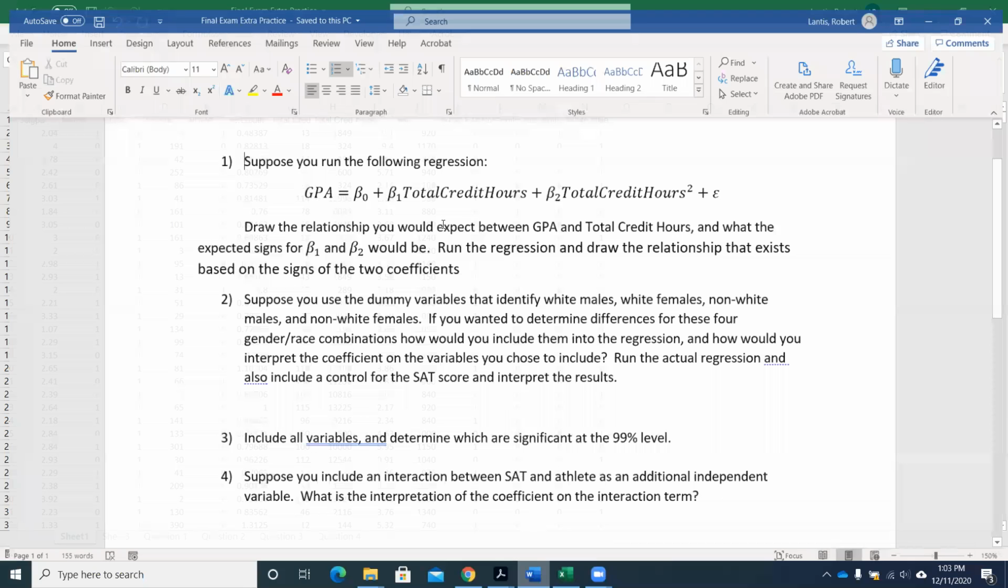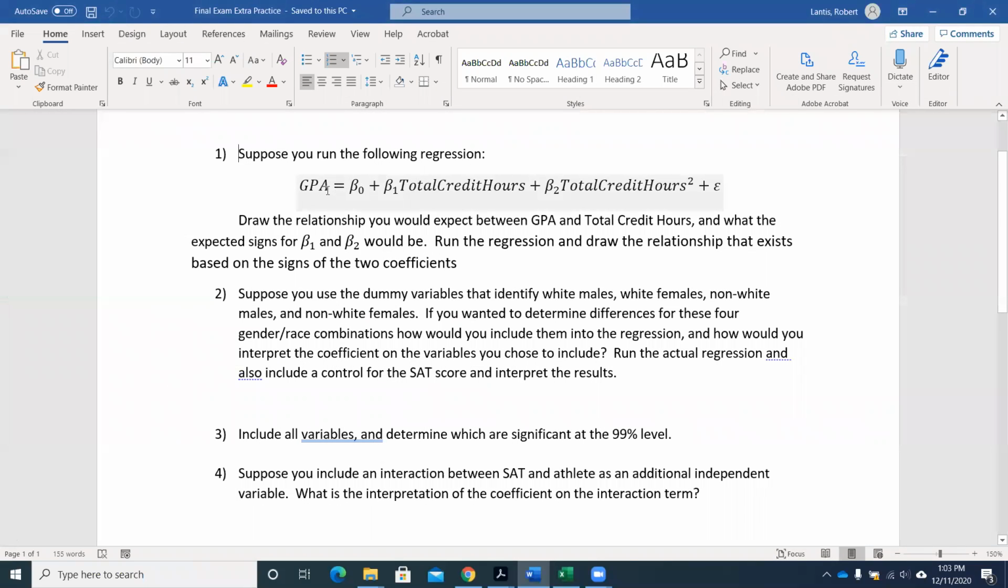So suppose we want to run the following regression where we look at the relationship between GPA and total credit hours. We believe that the relationship isn't linear, and that there's actually some curvature to it. So we include a squared term as well. So what might we expect the signs of beta 1 and beta 2 to be?